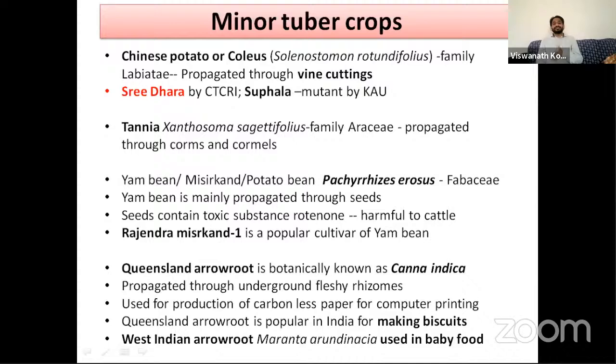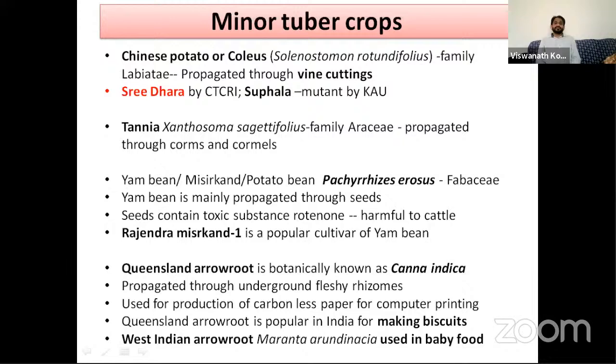The important thing is yam bean is a leguminous tuber crop. It belongs to the family Fabaceae, Pachyrhizus erosus. All tuber crops are propagated vegetatively through tuber pieces or corm pieces, but yam bean is propagated through seeds because it belongs to the Fabaceae family. The seeds of yam bean contain a toxic substance called rotenone. It is harmful to cattle, and even for humans, if we eat them, it is harmful. There is one important variety in yam bean, Rajendra Mishrikand, from Rajendra Agricultural University, Bihar.